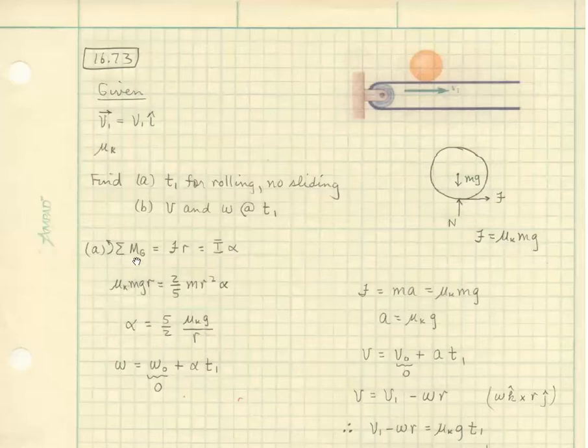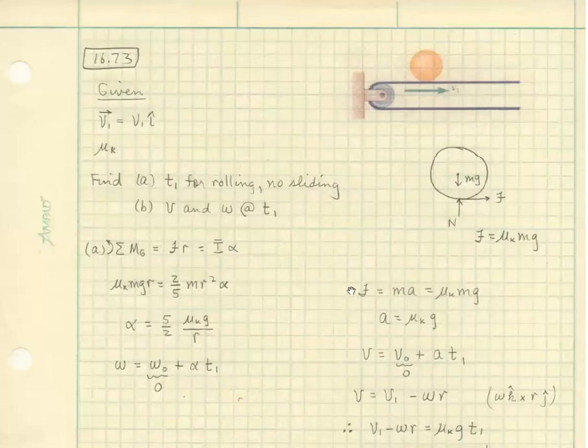Now let's look at the A part. We're going to sum the moments about G here, and the only force producing a moment is F, at a moment arm of r, even though we don't know what r is. It's F times r, and that's got to be equal to I bar times alpha. So F is mu sub k mg, times r, and I bar is 2/5 mr squared for a sphere, times alpha. When you solve for alpha, you get 5/2 mu k g over r. We know this is a constant angular acceleration, so omega is going to be written as the initial angular velocity, which is 0, plus alpha times the t1 that we're trying to find.